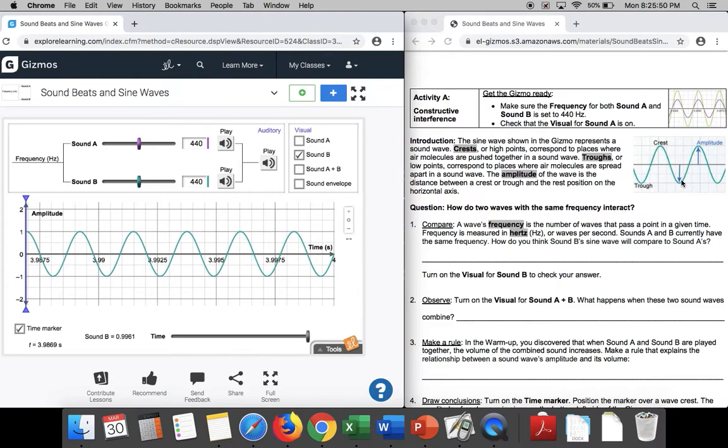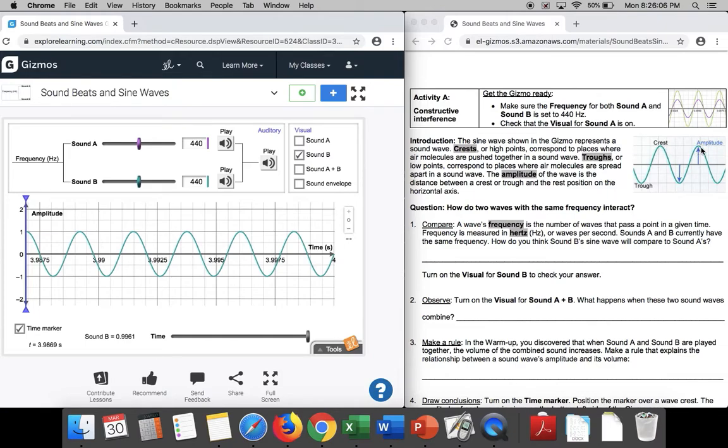And then the distance, like I said, between the central location and the top of a wave is going to be considered the amplitude. When you're looking at a wave in terms of wavelength, it would be the distance from the peak of this wave to the peak of this wave.